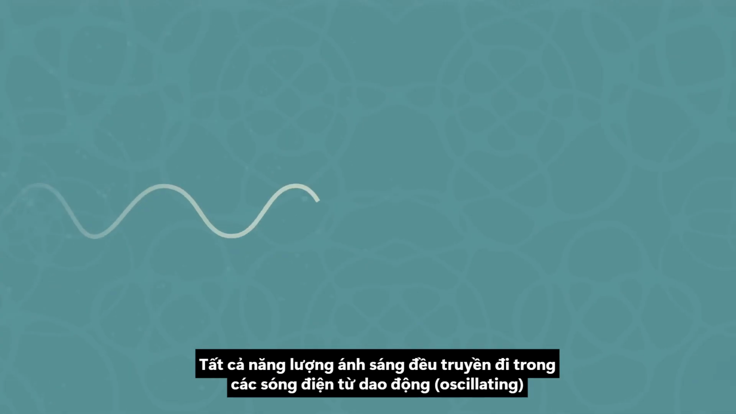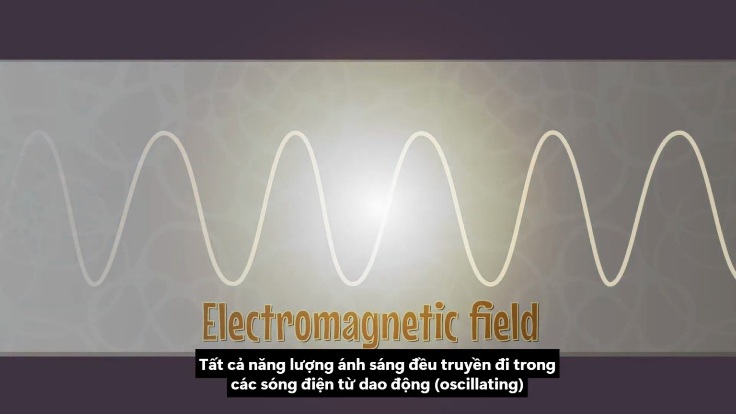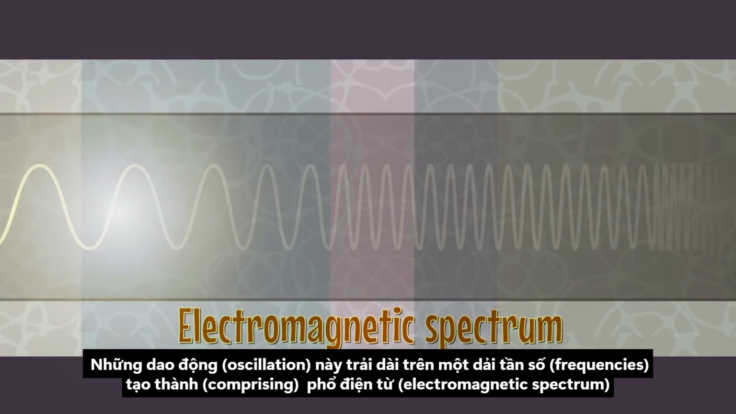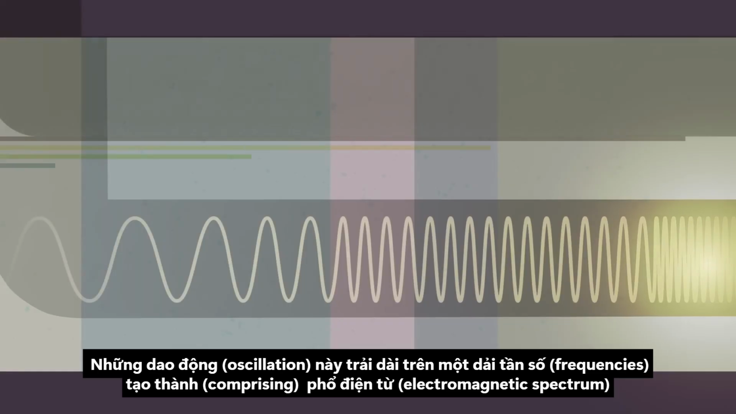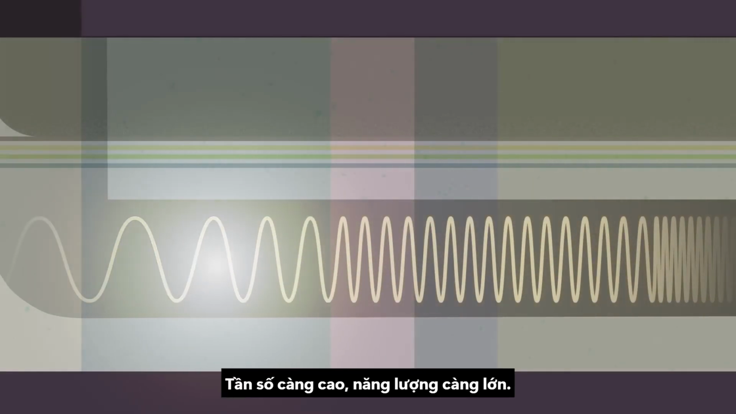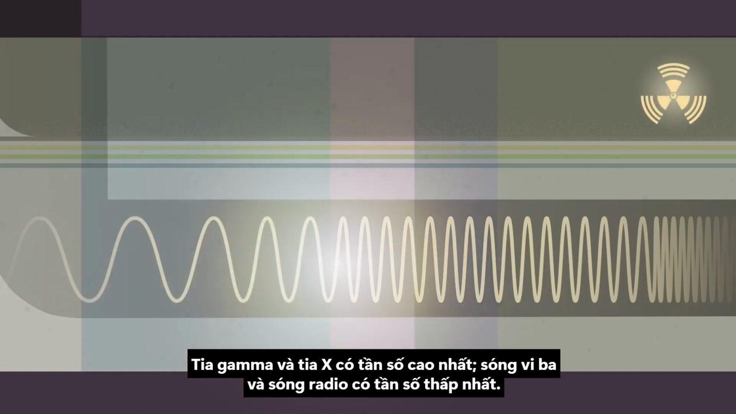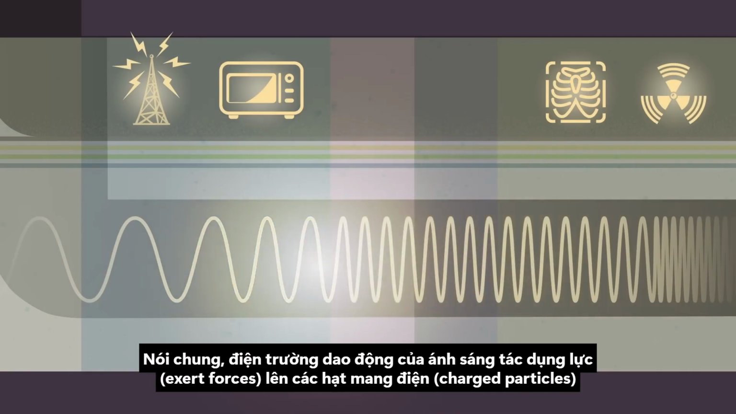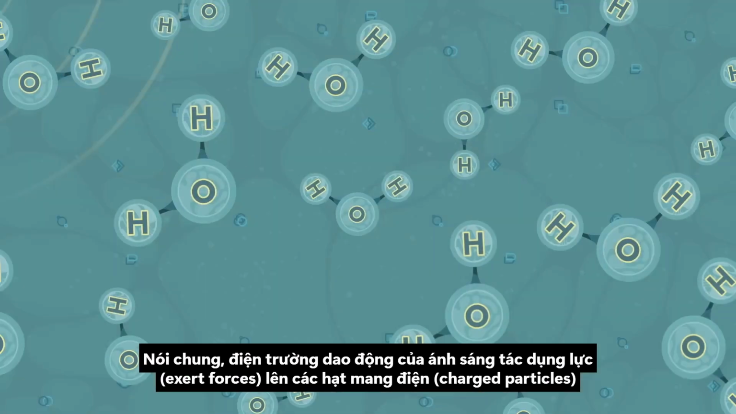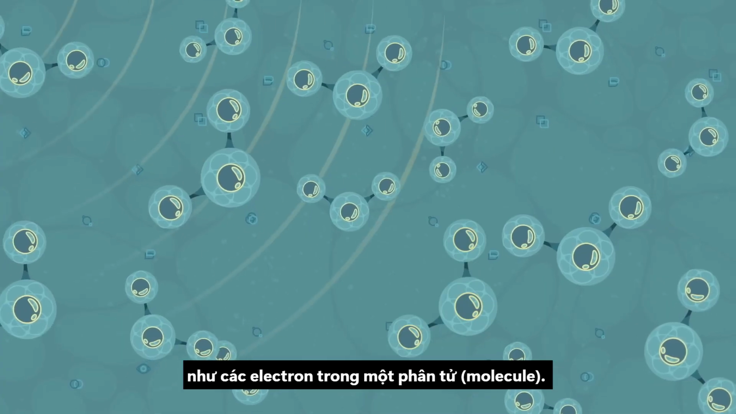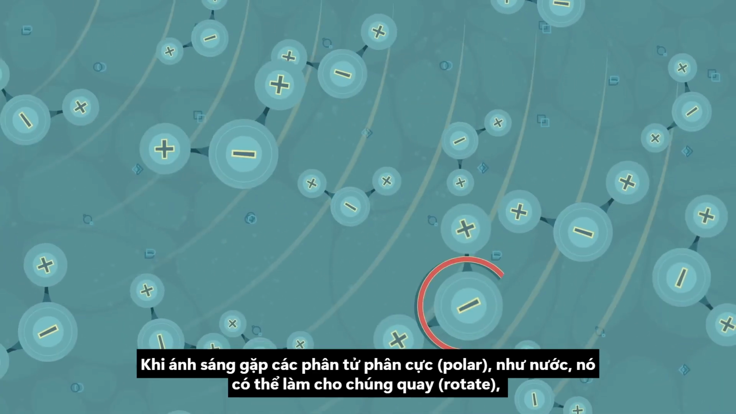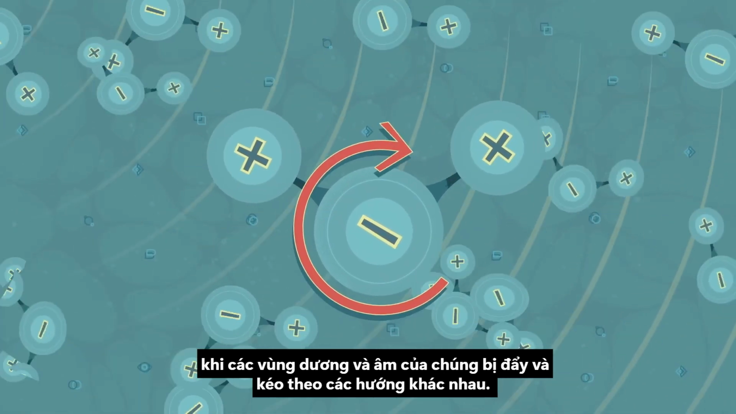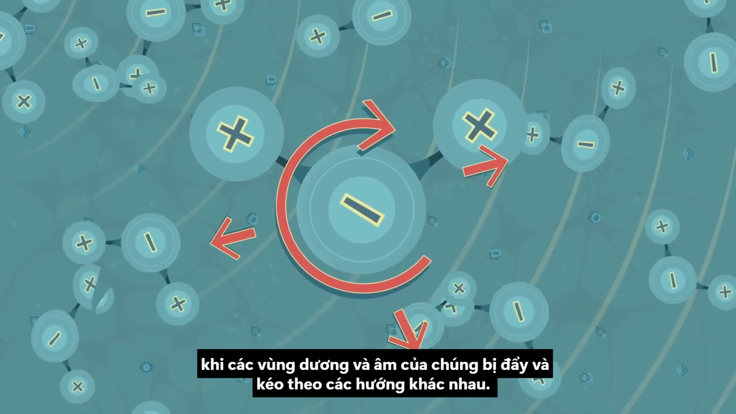All light energy travels in waves of oscillating electric and magnetic fields. These oscillations span a range of frequencies comprising the electromagnetic spectrum. The higher the frequency, the more energetic. Gamma rays and X-rays have the highest frequencies, microwaves and radio waves the lowest. Generally, light's oscillating electric field exerts forces on charged particles, like the electrons in a molecule. When light encounters polar molecules, like water, it can make them rotate, as their positive and negative regions are pushed and pulled in different directions.